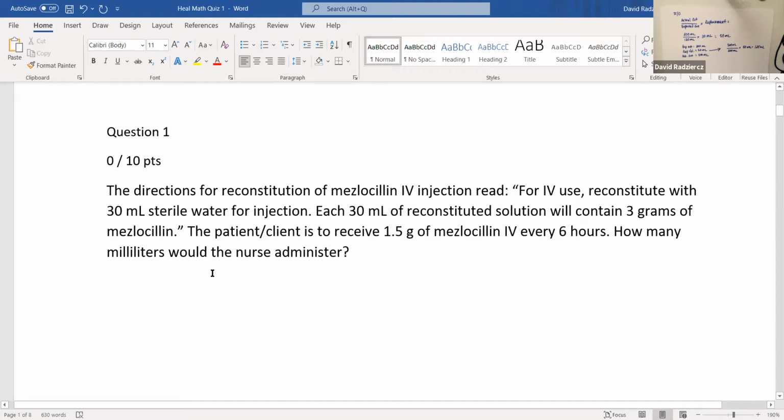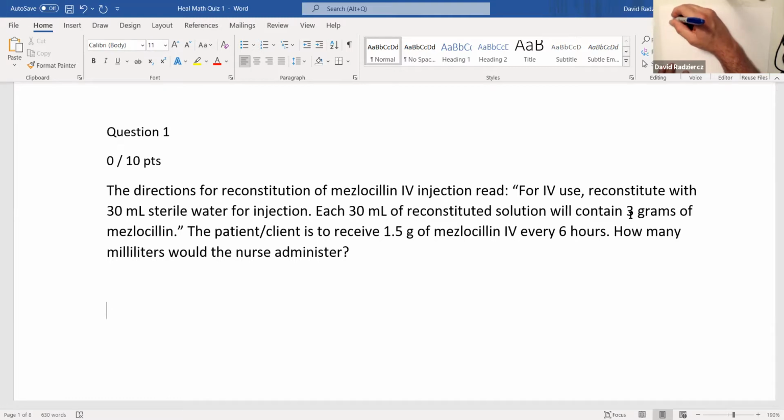So we're going to set this up using some information here. And there's actually extra information in this problem, which is good to know, because then you can see there's extra stuff that we don't necessarily need. So it tells us that for each 30 milliliters of reconstituted solution, it will contain 3 grams of meslocillin. So I'm just going to write that down, and I'll pull up my screen here in just a second. But 3 grams for every 30 milliliters.